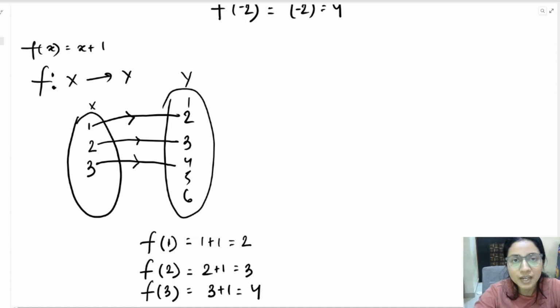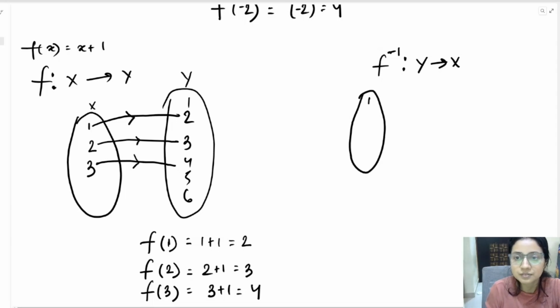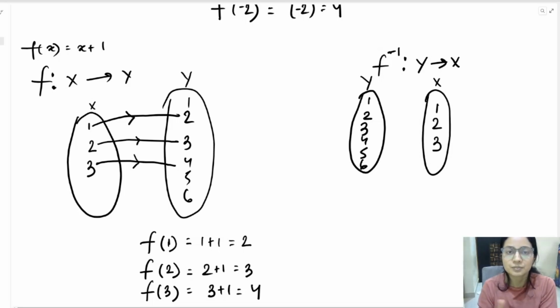Now if we try finding the inverse of this function, that means f inverse defined from y to x, where set y is 1, 2, 3, 4, 5, 6, and these are the elements of set x. As you know, we just have to draw it the reverse way. Previously whatever was the output will become the input now, and we need to connect the same arrows just the reverse way. So 2 we will connect with 1.